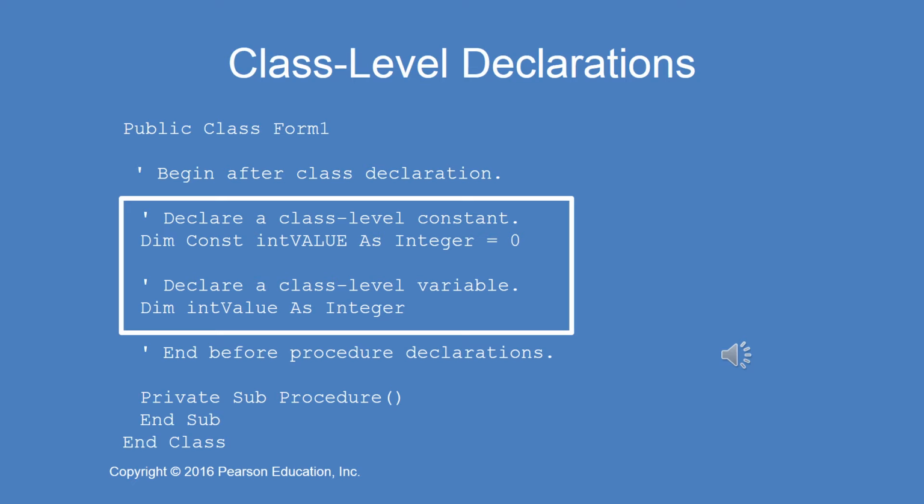You also see the declaration of a normal versus abnormal. Constants are not abnormal. Probably a bad choice of words. But anyway, a traditional class level variable that is not a constant. Dim intValue As Integer, and we're not initializing that.